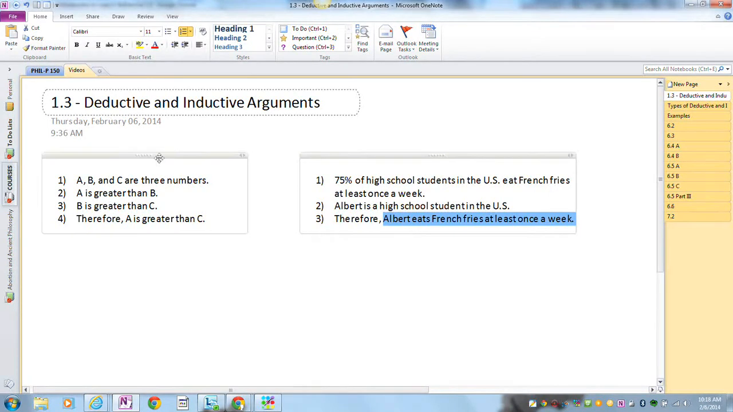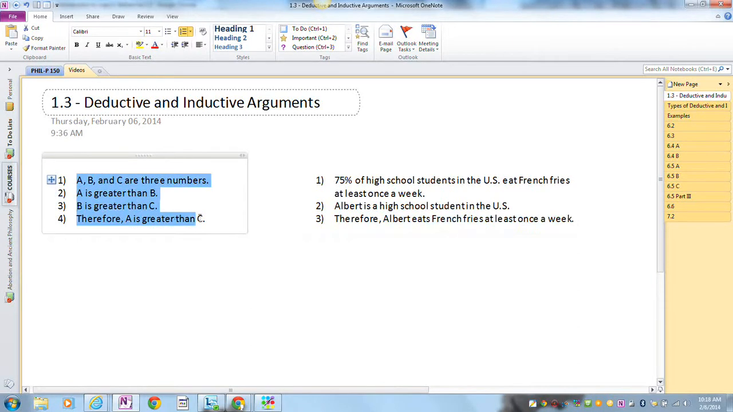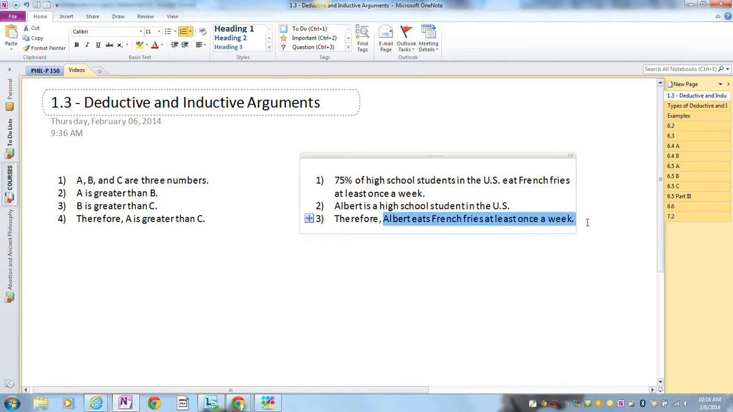Okay, so I think at this point it should be fairly clear how to distinguish between these two types of arguments. You look at the strength of the inference. Here the inference is meant to be extremely strong. The conclusion is put forward with the understanding that it follows necessarily from the premises. Whereas here the conclusion is put forward as being probable or likely. In the first case, you have a deductive argument. In this other case, on the right-hand side, you have an inductive argument.